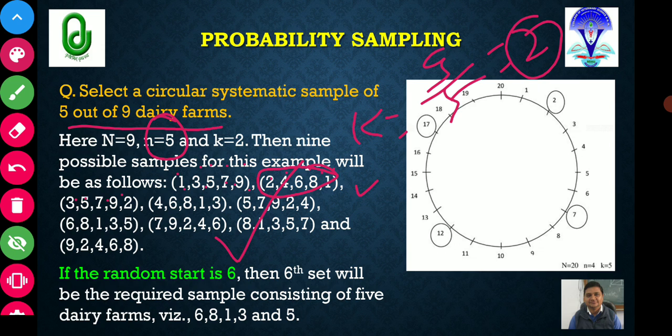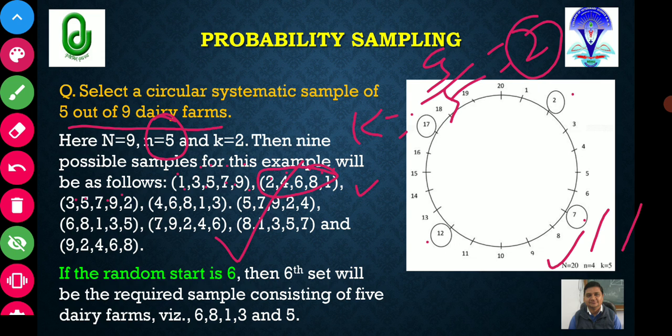Here you can see in this picture the total capital N, that is the total population size, is 20, and the sample we have to take is 4 and k is equal to 5. So what we are doing, we are randomly starting from the second. We have started from the second and we have to select the 4 samples and k is 5. So 2 plus 5 is equal to 7. Then 7 plus 5 is equal to 12 and 12 plus 5 is equal to 17. So in this way we have selected the 4 samples.